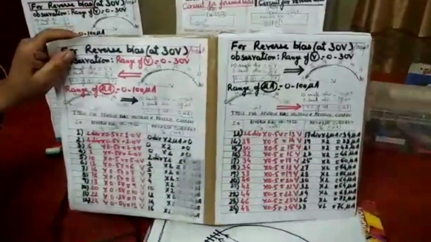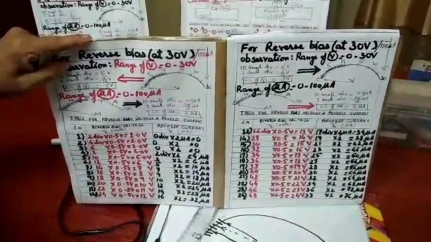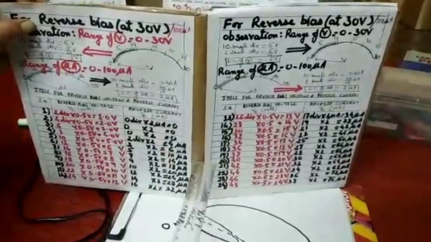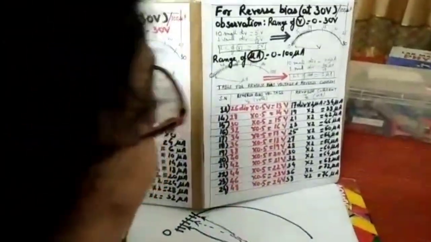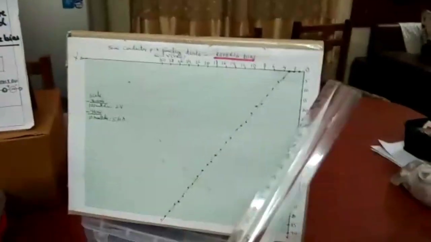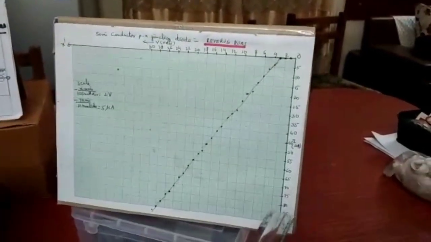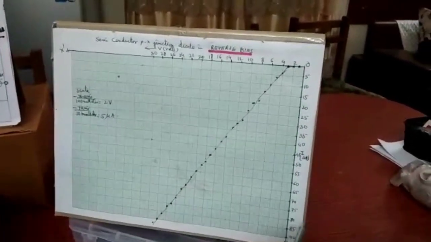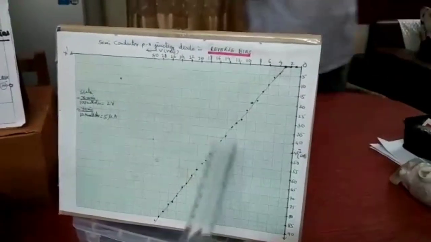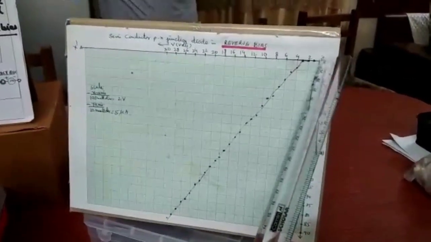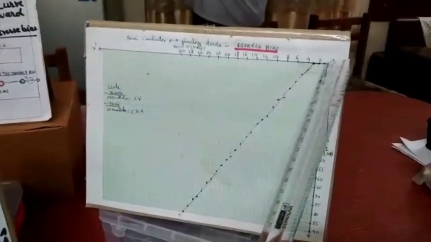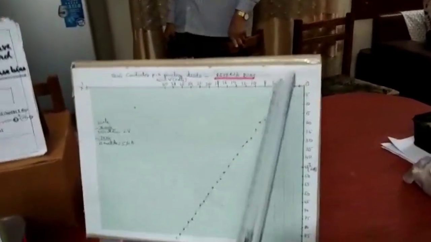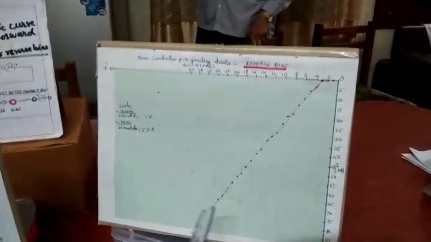Now I have to plot a graph between V and I. As you can see, the graph I have plotted is in the reverse bias, that means in the 3rd quadrant. The voltage is in volts, and the current is in microampere. Here you can see the graph on the x dash axis, and it comes this way. So this is the graph for reverse bias.